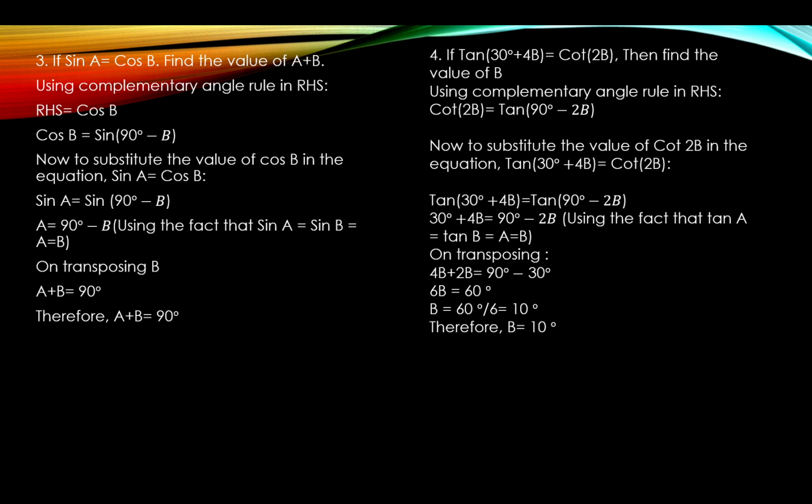On transposing 2b and 30 to the other sides of the equals sign, we find that 4b plus 2b is equal to 90 degrees minus 30 degrees. 4b plus 2b is equal to 6b, and 90 minus 30 is 60. So 6b is equal to 60. b is equal to 60 degrees by 6, which is equal to 10 degrees. Therefore, the value of b is 10 degrees. You can of course pause the video for 5 to 10 seconds for a better explanation.